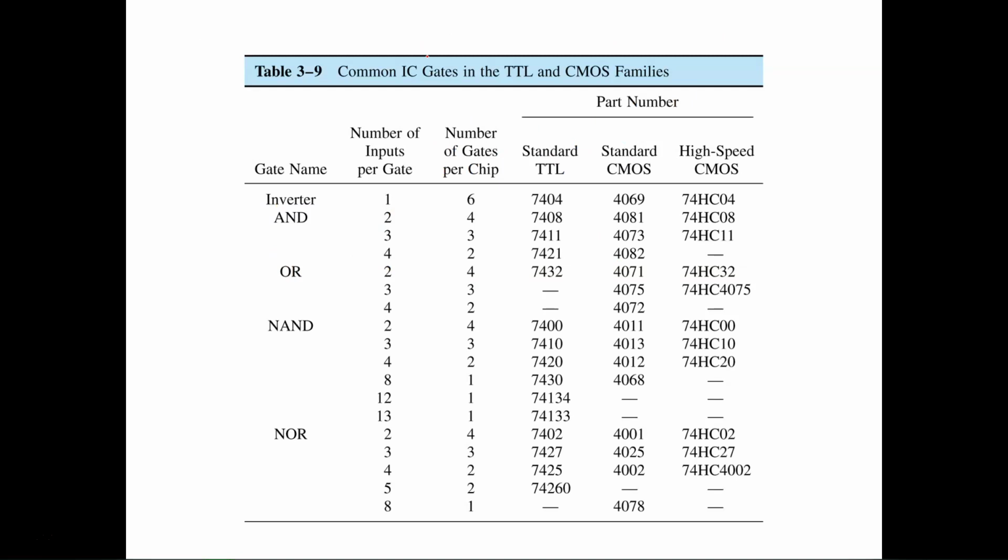So these are common IC gates in the TTL and CMOS families. Number of inputs per gate versus the number of gates per chip. It will give you the numbers for the parts, which will all make a lot more sense whenever I can get y'all in lab, simply because in lab you can actually see these in person and see how they work and what they do.